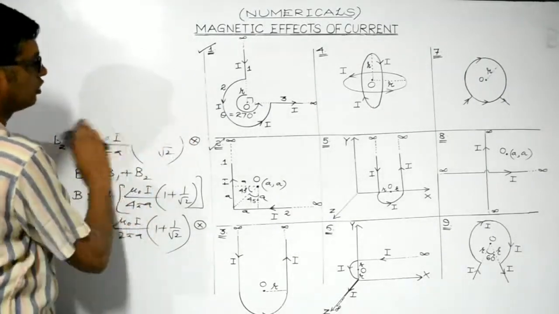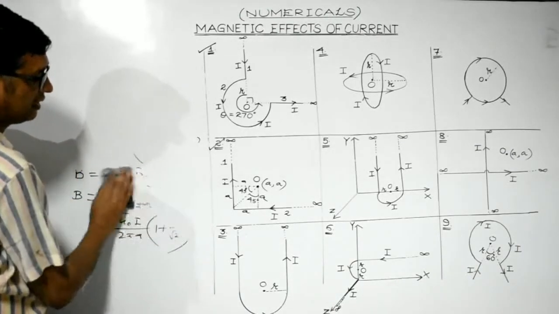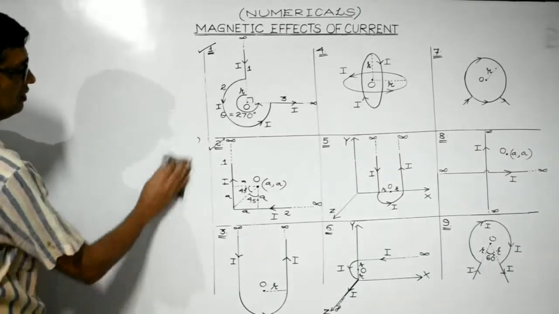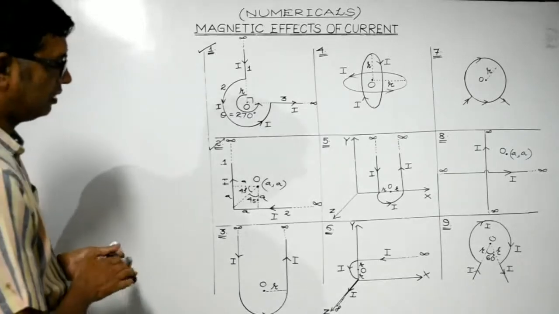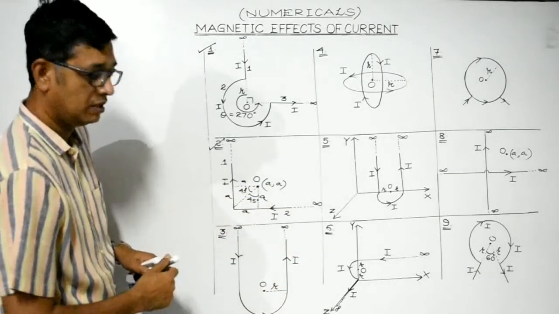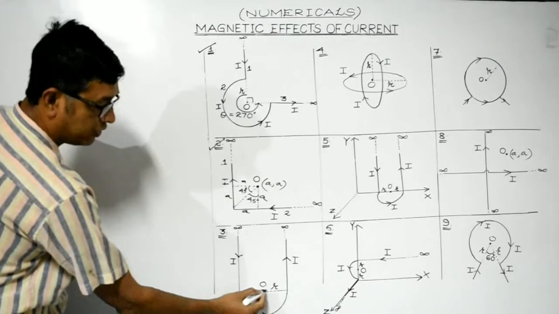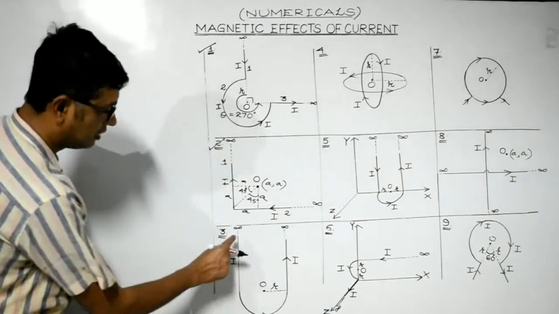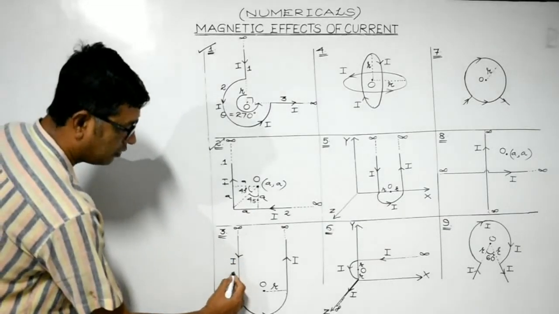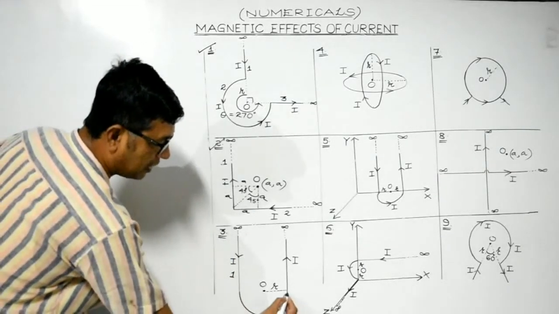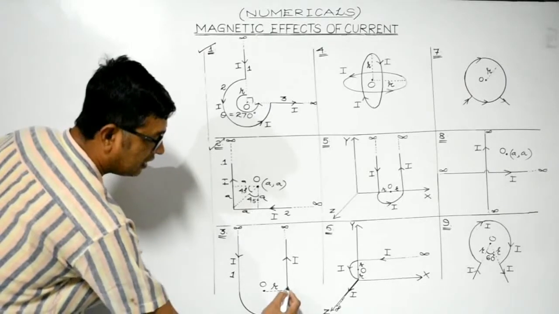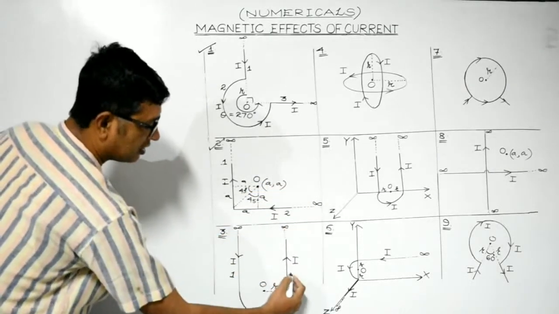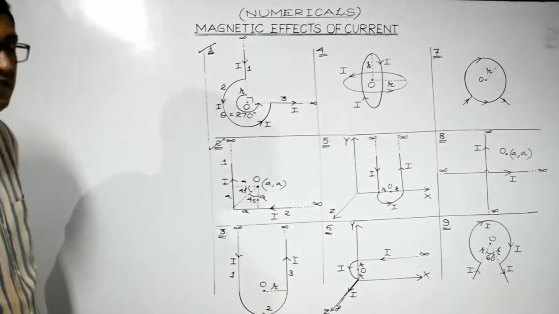Question number 3 is also pretty simple. We need to directly apply the formula. It is in the U shape. Again, at point O, we are supposed to calculate the net magnetic field. It can be divided into 3 parts. This is a straight part, 1. This is a semicircular part of radius r. This is second. And this is again a straight infinite long conductor. This can be considered to be third, right?